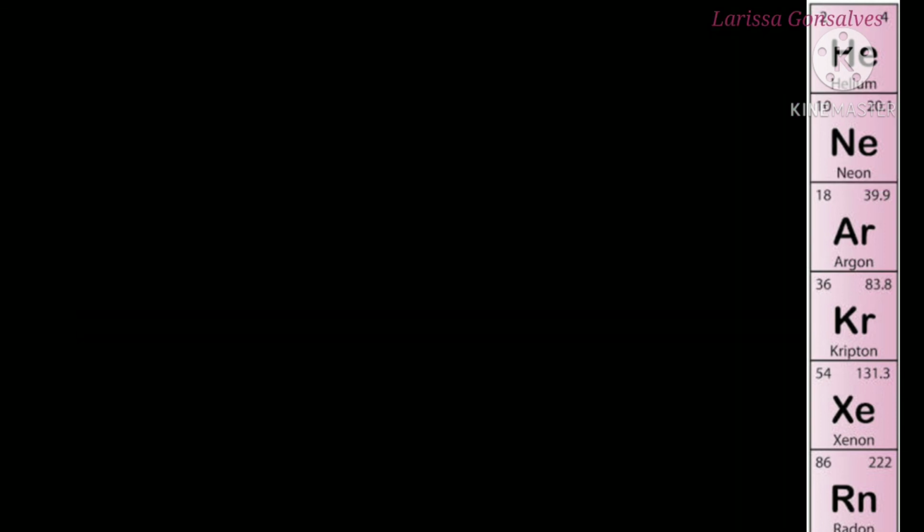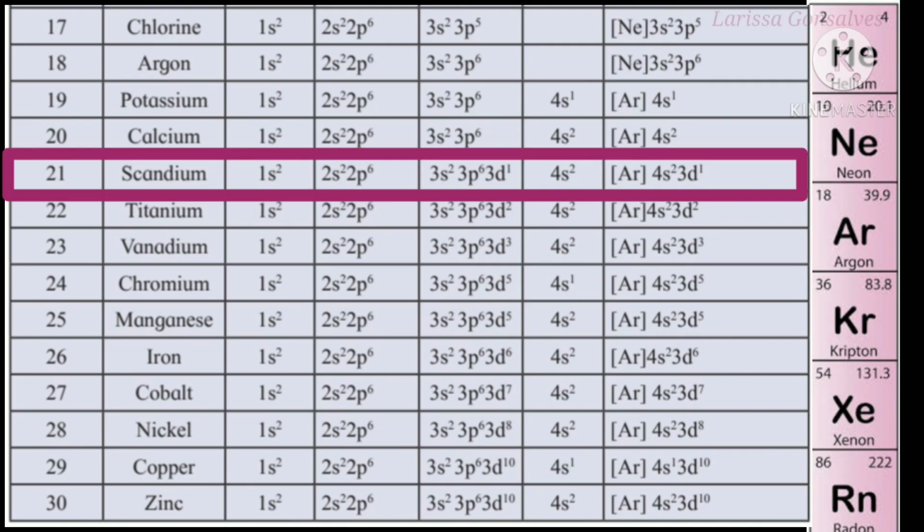Similarly, you can write it for other elements. So you actually have to see the atomic number and the atomic numbers of the noble gas to write the condensed form. Let us take one more example, that is scandium. The atomic number of scandium is 21, which means there are 21 electrons. So the electronic configuration of scandium will be written as 1s2, 2s2, 2p6, 3s2, 3p6 and 3d1, 4s2.